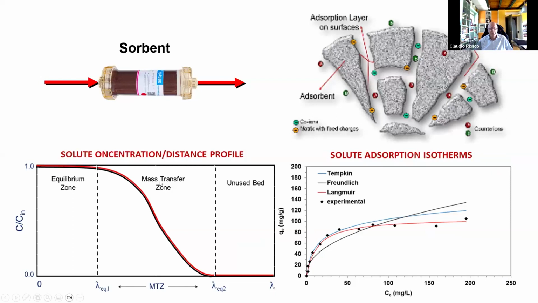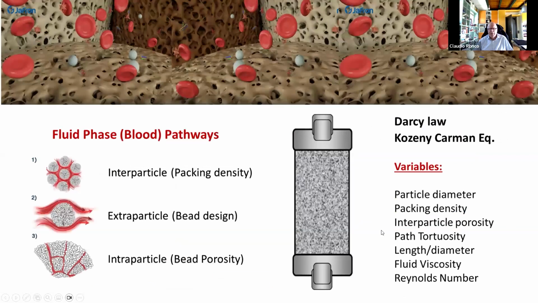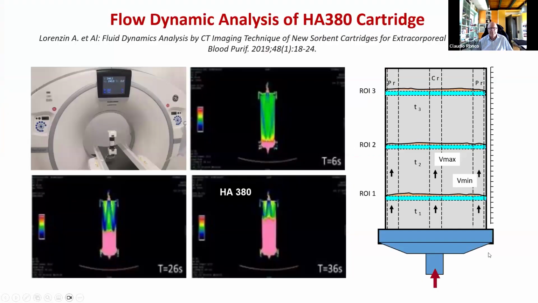We studied, for example, the mass transfer zone together with the isotherms, and this described the curve and the distance between maximum utilization and zero utilization inside the cartridge, because we wanted to analyze specifically the different variables that may affect the flow distribution, including particle diameters, packing density, interparticle porosity, path tortuosity, length, diameter, fluid viscosity, etc. We studied the flow distribution with a CT scan, and we demonstrated a very homogeneous flow distribution in the cartridges, showing maximum utilization of the available sorbent.